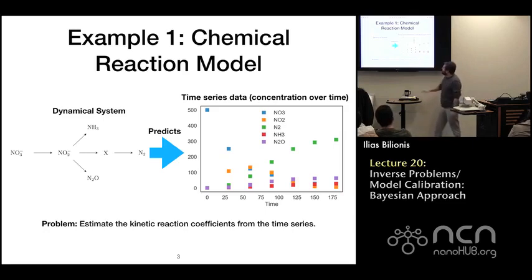Anyway, so I remind you that we have a dynamical system that describes basically the evolution of the concentrations of various chemicals and how one turns into the other. And we have measurements of these concentrations at fixed time intervals, every 30 minutes. These measurements are noisy, and we want to go back and infer the reaction coefficients, how NO3 converts to NO2, and so on and so forth.